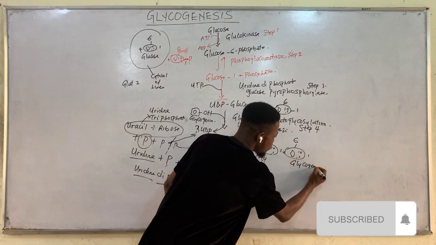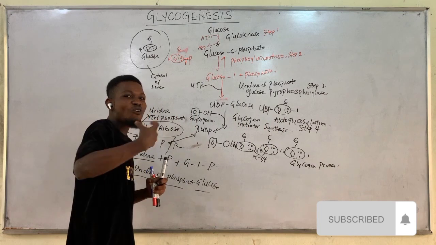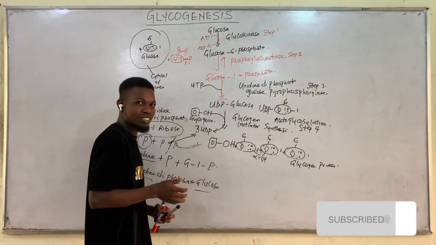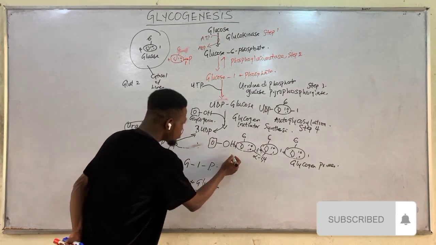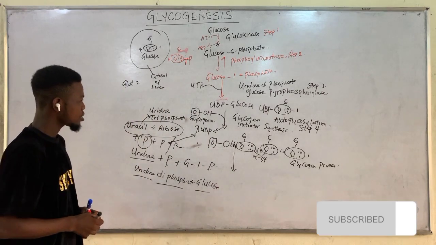Glycogen primer. That's to say the primitive form of glycogen. Can you see? Glycogen is forming little by little. Do you get it now? That's why we call it glycogen primer. Now, the next step.